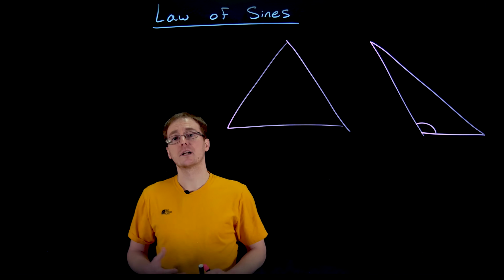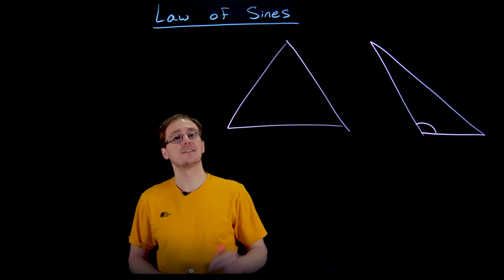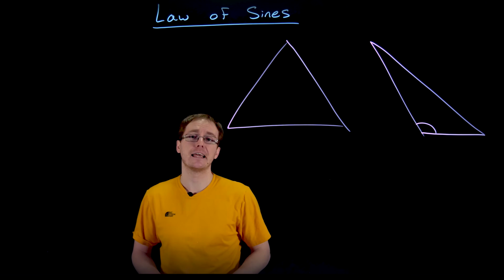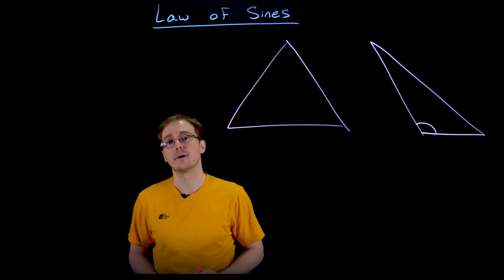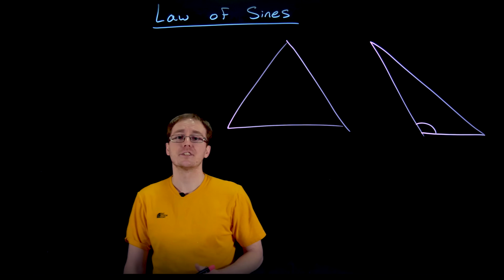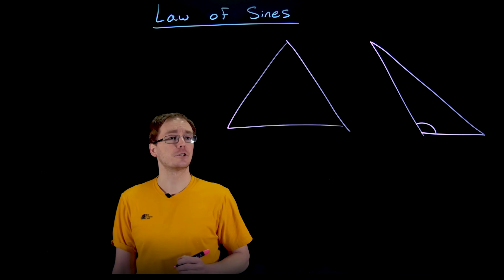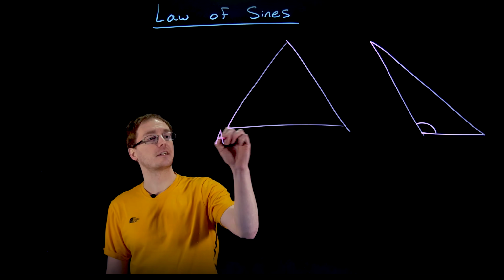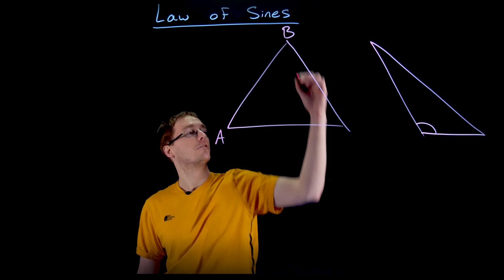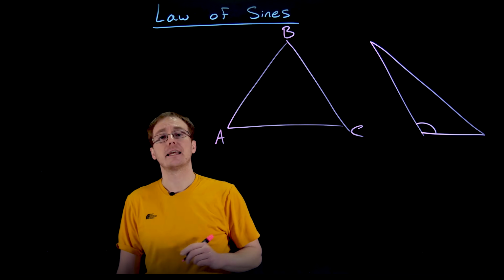In this video, we're going to come up with a formula that we call the law of sines, and that's going to help us relate the side lengths to the sine of the angles within these oblique, non-right triangles. Before we derive that formula, let's remind ourselves of the standard labeling convention for a triangle. We reserve capital letters for our angles. This is angle A, up here is angle B, and there is angle C.